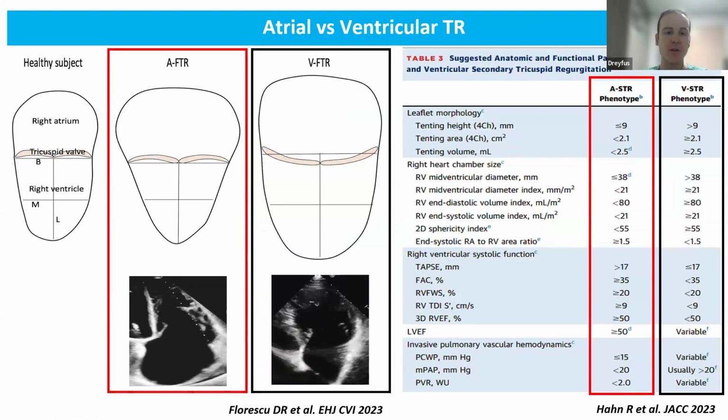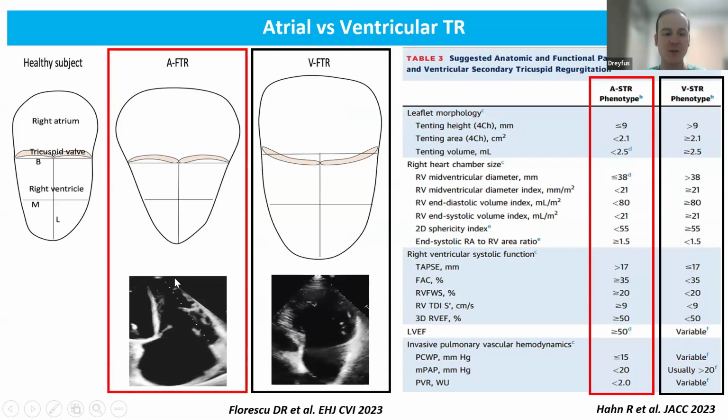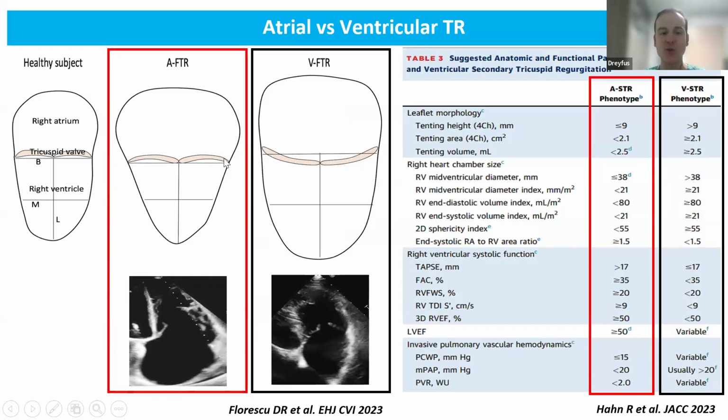If we focus now on functional or secondary TR, there are now two new entities, atrial and ventricular TR. If we try to make something simple, because things are much more complex, atrial TR usually occurs in patients with chronic atrial fibrillation, with a significant enlargement of the right atrium, then tricuspid annulus dilation, and due to the tricuspid annulus dilation, there is a significant gap, but the RV is not so dilated and stays quite triangular.